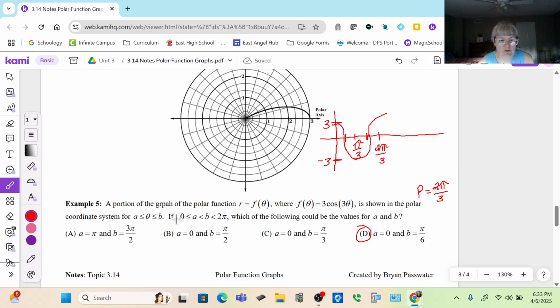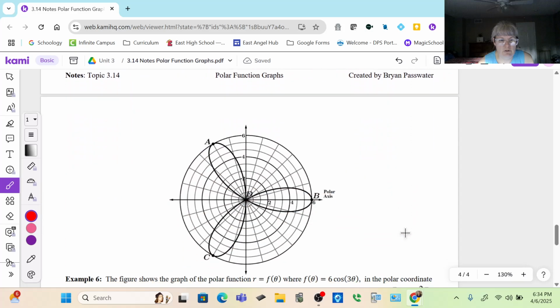We're looking for the values of A and B, where A is less than B, but A could be equal to 0. So that's why we can start with A equals 0. Again, we're just thinking about, okay, at 0, our radius is 3. At pi over 6 is the first time we get to 0.